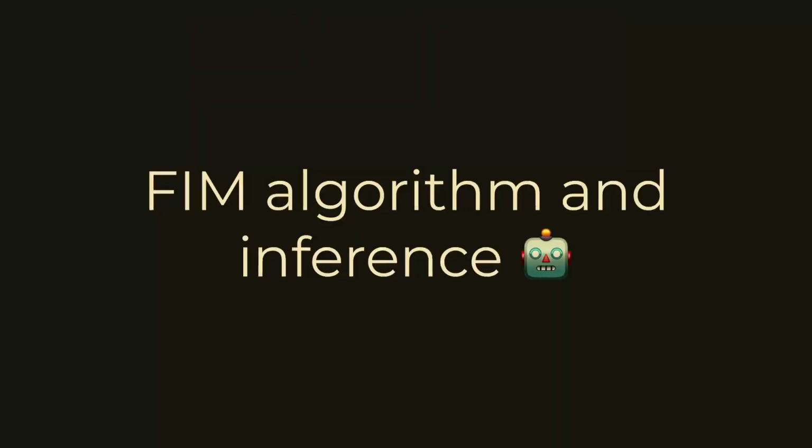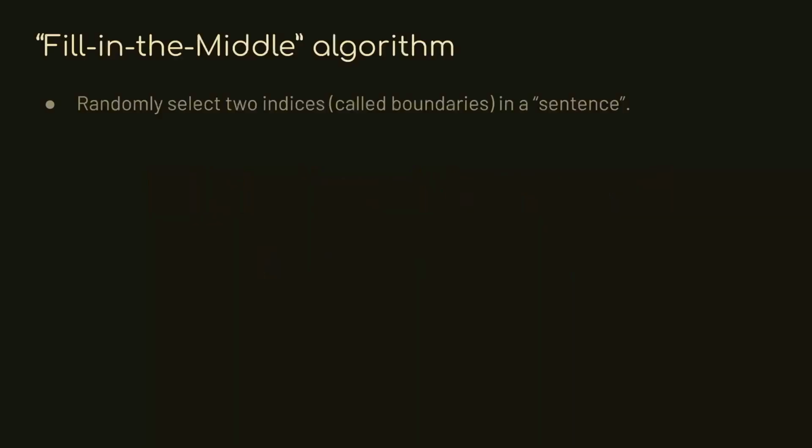Okay, so let's touch on the FIM algorithm and how it does inference. The fill-in-the-middle algorithm is so simple I didn't even need to write it in Python, I could write it in slides. You randomly select 2 indices in the sentence, called boundaries. Indices are 2 points in the sentence. So if your sentence has 15 tokens, maybe the first index will be 7, the other one will be 10.